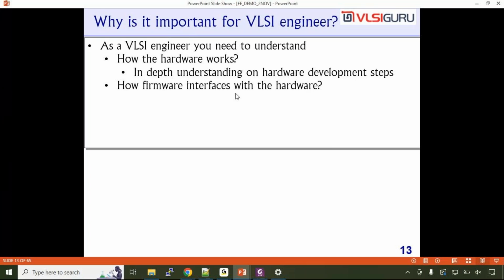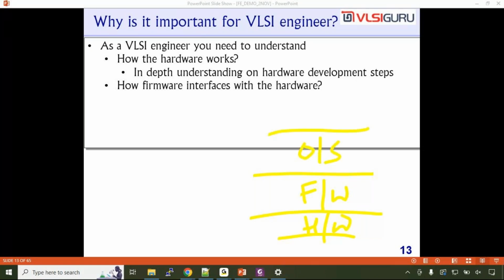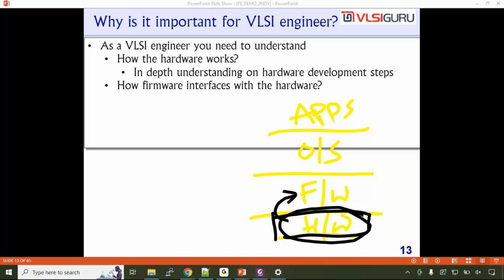See, what are the layers that we discussed? Hardware, below that firmware, then operating system, OS, then you have apps. So the person who develops the hardware should have a very in-depth understanding of this level and should know how firmware and hardware interface with each other. Right?